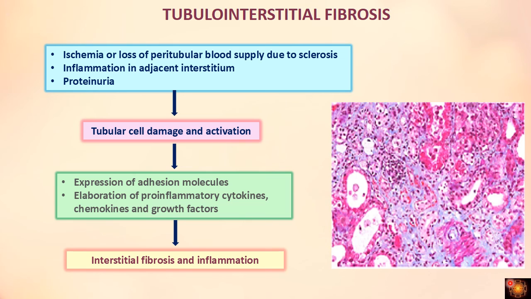So initially we have the glomerulosclerosis. From segmental it becomes total glomerulosclerosis. Later we have the involvement of the interstitium also, so we have tubulointerstitial fibrosis. So these are the histological changes which occur in the glomerular damage.